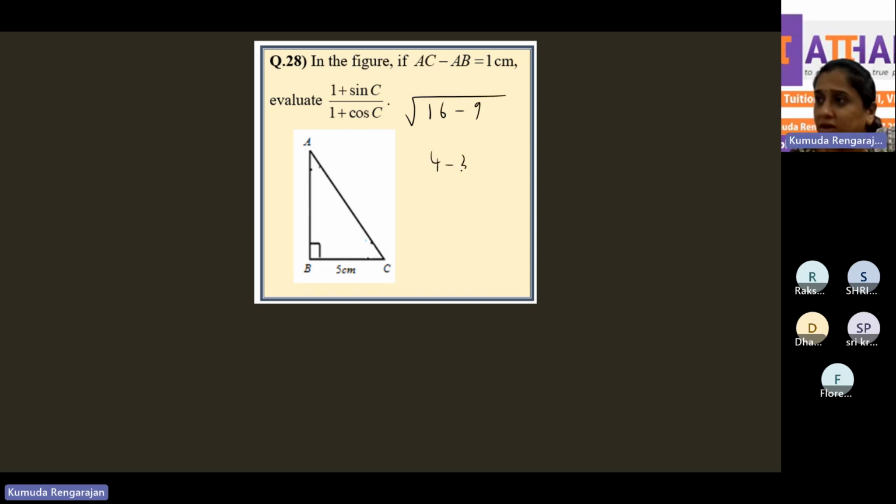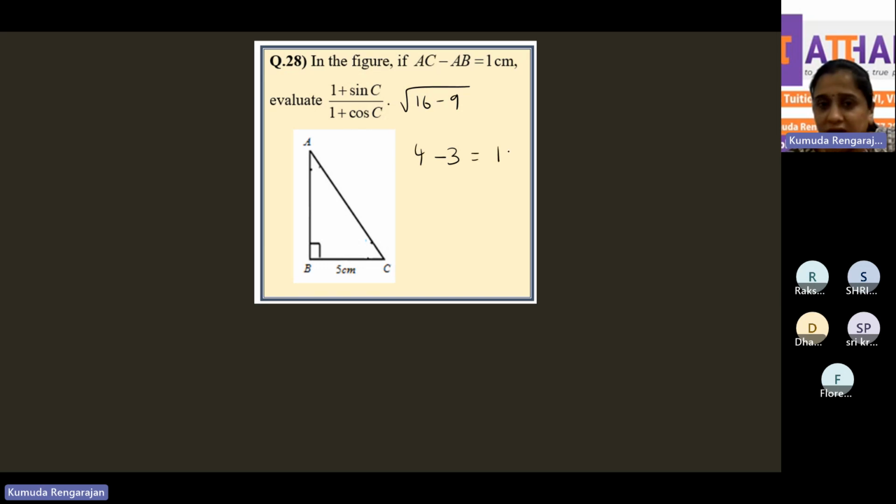Is it 4 minus 3, 1? If it is 1, then it should be the square root of 1 here. If your answer is 1, then it should have been square root of 1. Then only you can get 1 as the answer, right? I'll tell you again. See, square root of 16 minus 9. Supposing square root of 16 is 4, square root of 9 is 3, 4 minus 3 is 1.